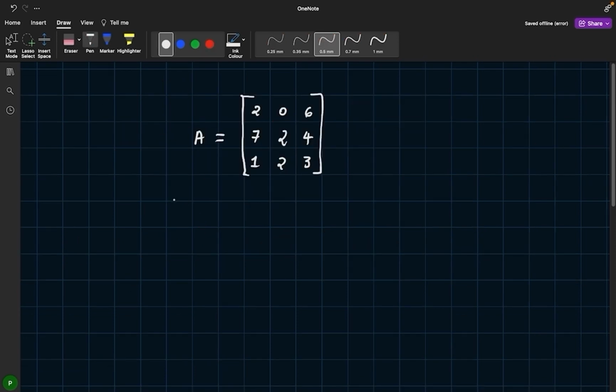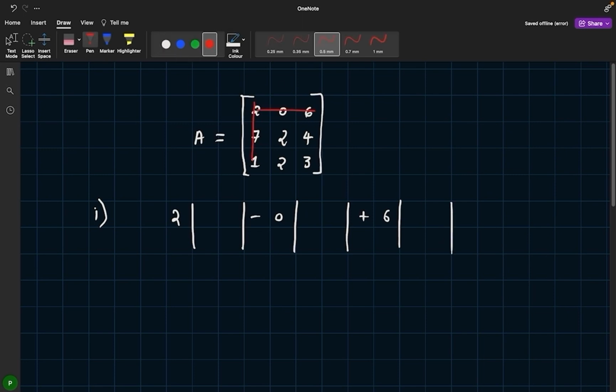Let's follow this up by an example. First, we will do example number 1 using method 1. So again, we know that our leading variables are going to be 2, 0, and 6. Let's write them down. Positive 2 followed by a 2 by 2 matrix, minus 0 followed by a 2 by 2 matrix, plus 6 followed by a 2 by 2 matrix. Remember, cancel the first column, first row. That's how you get the first determinant. So it's going to be 2, 4, 2, 3. Cancel the second column and the first row again, you get the second 2 by 2 determinant, 7, 4, 1, 3. And you do the same with the 6, 7, 2, 1, 2.